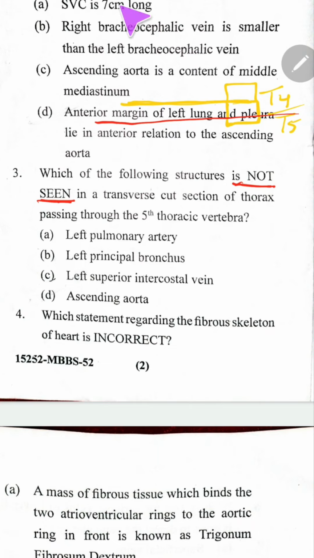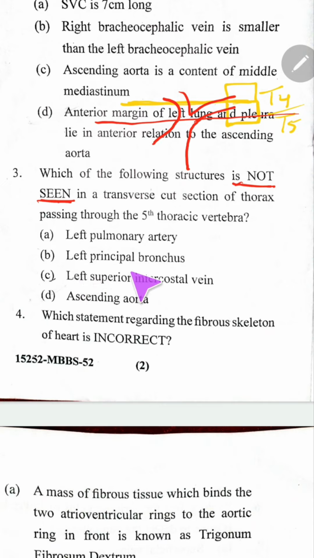Left pulmonary artery. Now pulmonary artery, actually pulmonary trunk, you know divides into 2 terminal branches, right and left pulmonary arteries, just below this level of sternal angle. So this left pulmonary artery will of course be seen in section passing through the fifth thoracic vertebra. In fact, you will see the bifurcation of this pulmonary trunk into right and left pulmonary arteries at the level of T5 vertebral level. Okay.